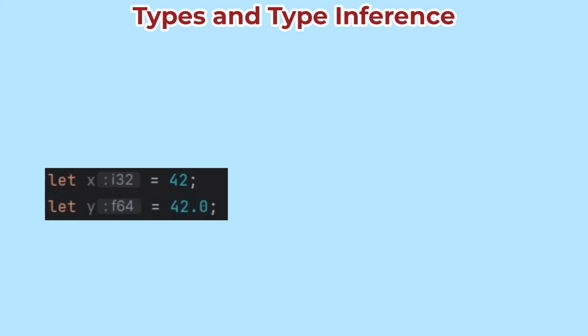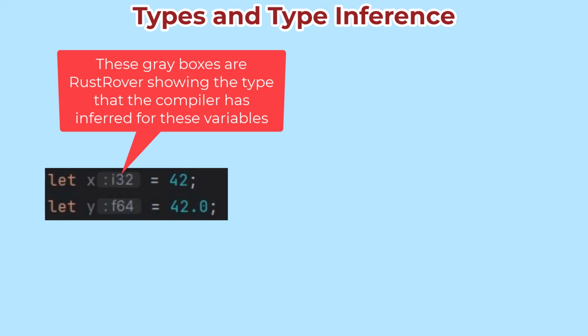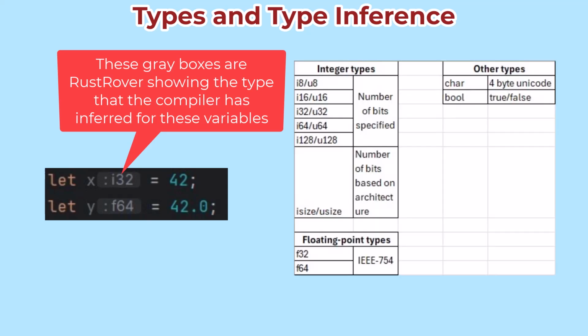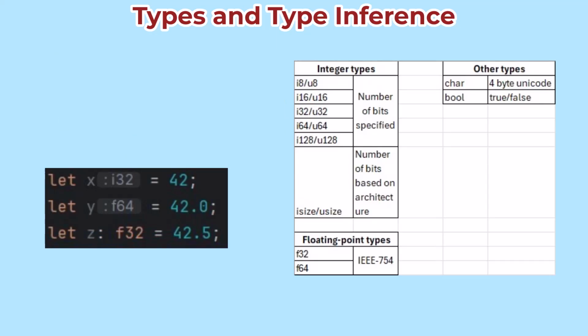Rust will be happy to infer the variable's type from the value that you give it. Rust's numeric types are i for 2's complement integers, u for unsigned integers, or f for floating points, followed by the number of bits you can get. f32 and f64 are IEEE 754 binary32 and binary64 floating point types. For these variables, Rust would infer that x is i32 and y is f64. If you'd like to specify the type, you can do that with a colon.